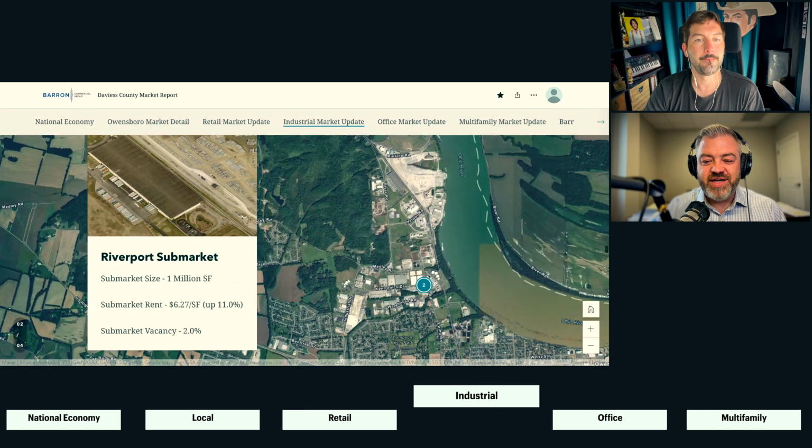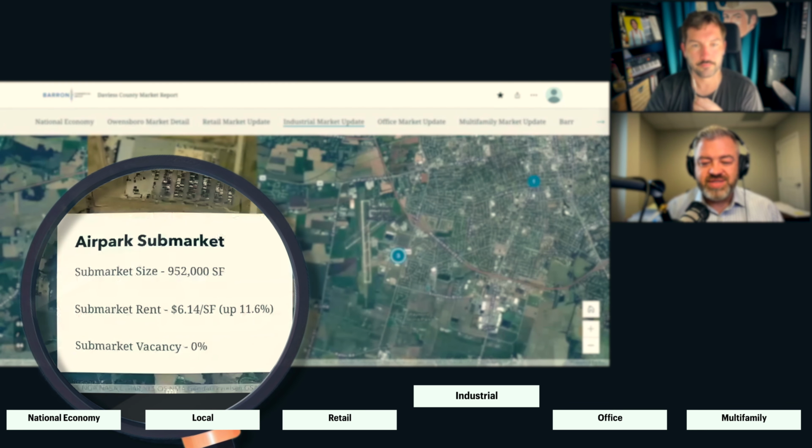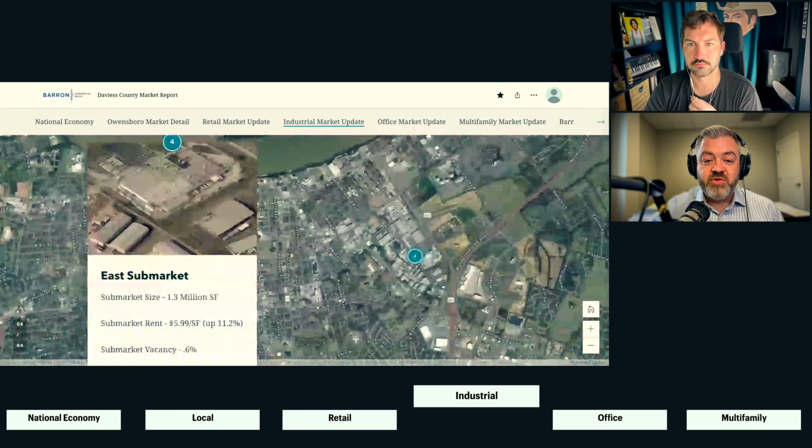When you get out to the air park, this is an industrial park right by the airport. We call it the air park submarket. There's just under 1 million square feet out here. It rents at $6.14 per square foot, up over 11% from last year. And again, most of it is owner-user here as well. But there is zero vacancy in this submarket. Wow.